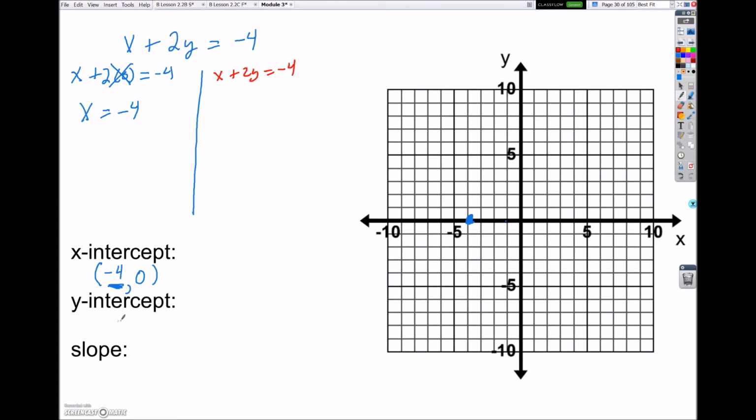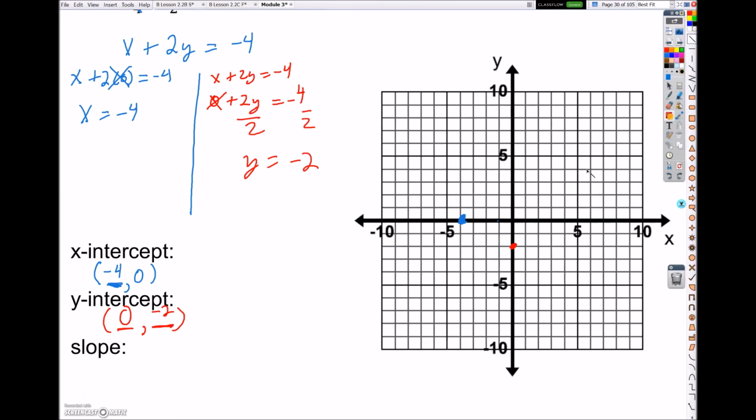But if we remember on a y-intercept, I'm trying to find my y value when x is 0. So in the equation, it's going to look like 0 plus 2y is equal to -4. And I don't need to pay attention to that 0, so I just divide both sides by 2 to get y is equal to -2. So I go down to -2. And since it asked me to graph, I'm going to connect my lines.